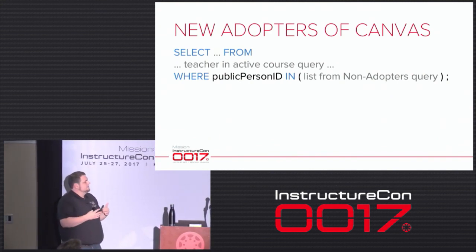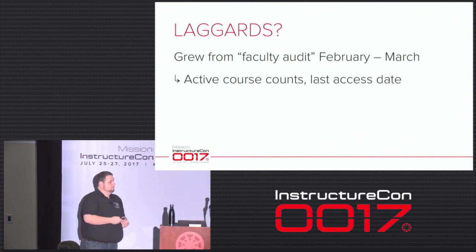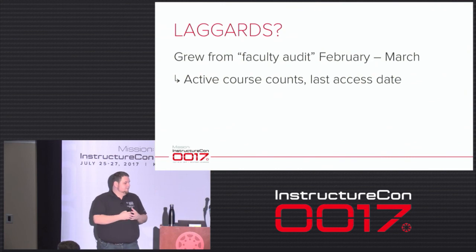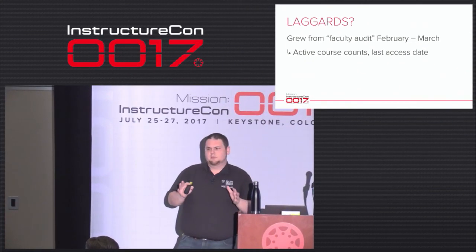And then we want to select where their ID is in the list that I got by querying Blackboard for all of the people whose public person IDs matched our non-adopters list. So that's kind of the approach to our new adopters. We're going to look at results after I show you both queries.